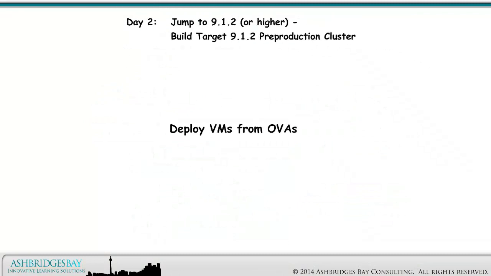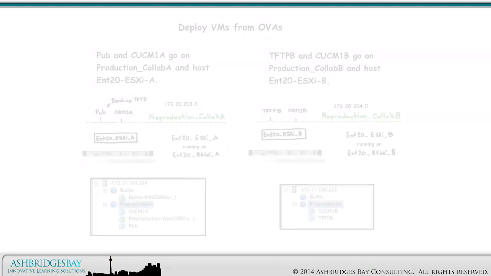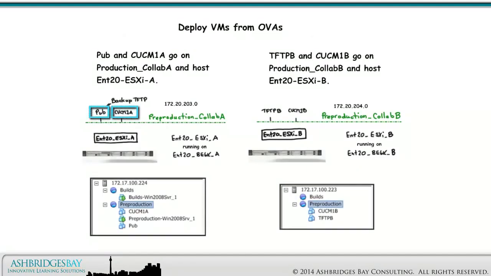First, we need to deploy the VMs from OVAs. If you do not have a BE, you will have to upload the installation media to your ESXi hosts. We cover this in the Virtualized Production Cluster in Builds drawing. Pub and CUCM1A go on Pre-Production Collab A and host Enterprise 20 ESXi-A. TFTP-B and CUCM1B go on Pre-Production Collab B and host Enterprise 20 ESXi-B.